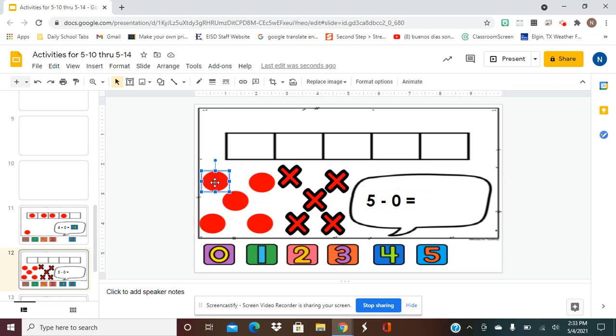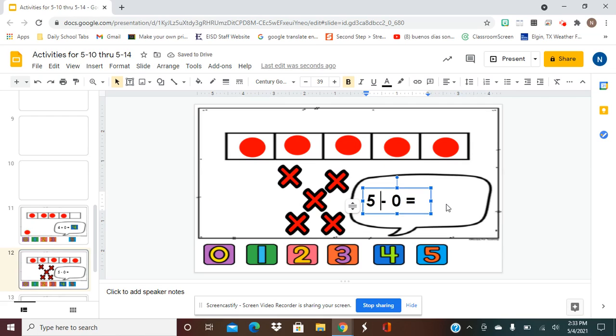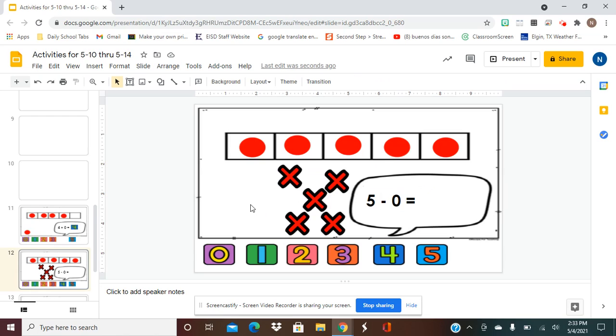So let's do that. We start with 5. 1, 2. Let me fix that one. 1, 2, 3, 4, and 5. We have 5 minus or take away 0. So that means that I'm not going to take anything away. So I'm not going to cross out anything, right? Because I'm taking away 0. So I'm going to keep all of them. So how many am I keeping? 1, 2, 3, 4, and 5. So let's look for number 5. It's right there, and we're going to put it right there.